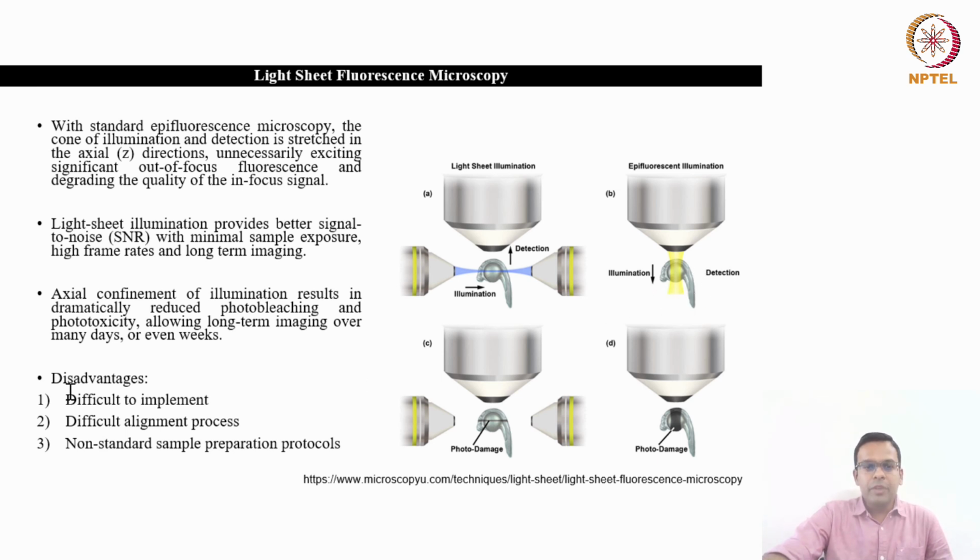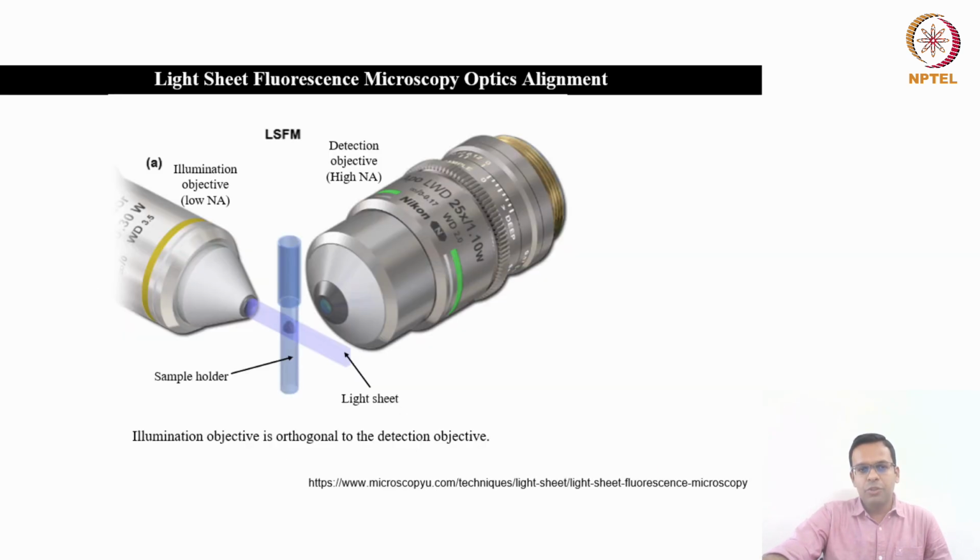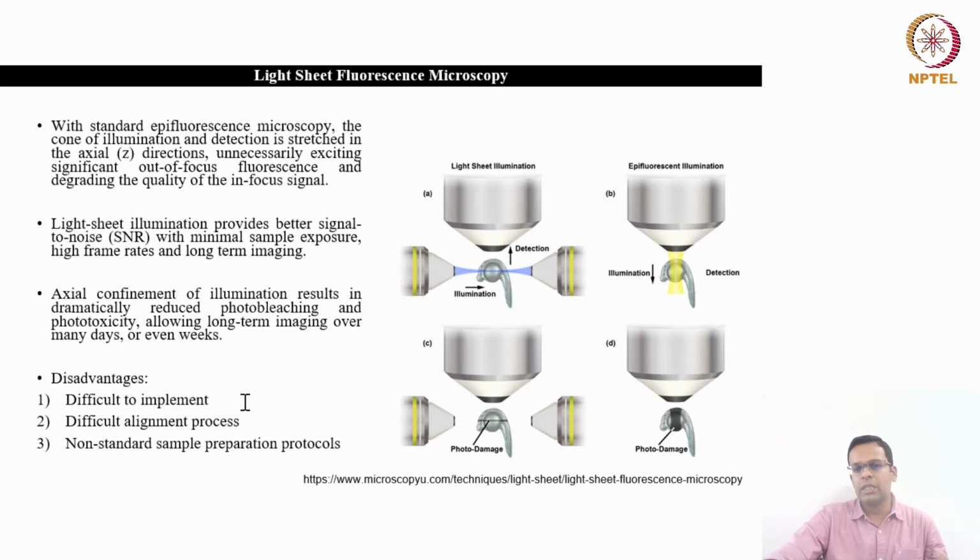The disadvantages of this method are that it is difficult to implement, has a difficult alignment process, and needs a non-standard sample preparation protocol. As you know, the sample should be perfectly placed perpendicular to the illumination. Here the sample is not on a slide, but in a special sample holder in which the sample should be held exactly at this position so that it is focused by both the objective lenses. So this is a very tricky alignment process and it's difficult to align.